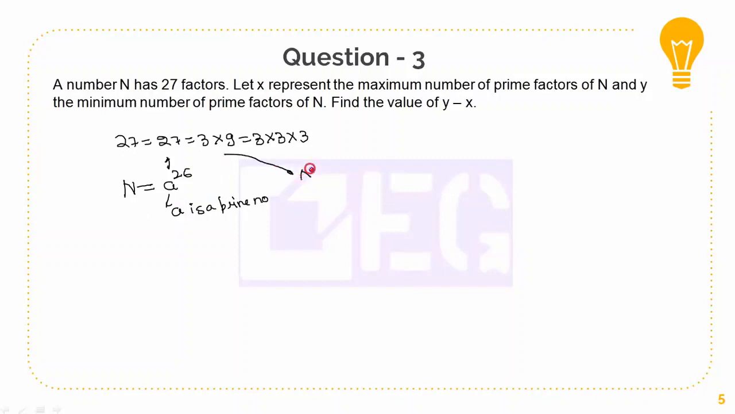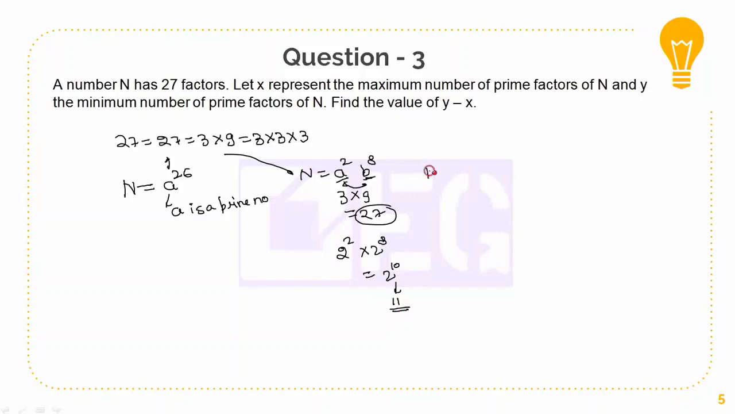Or the number could be in the form a square b to the power 8. This will also contain 3 into 9, that is 27 factors, where a and b should be different primes. If they were equal, 2 square into 2 to the power 8 is 2 to the power 10, which contains 11 factors, not 27. If you want 27 factors, a and b should be different primes.